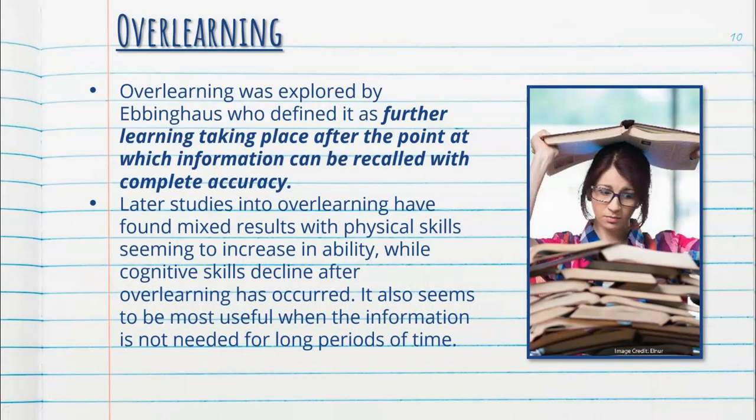Okay, looking at overlearning now. So overlearning was explored by Ebbinghaus, who defined it as further learning taking place after the point at which information can be recalled with complete accuracy. So later studies into overlearning have found mixed results. Physical skills seem to increase in ability, but cognitive skills decline after overlearning has occurred. This may be because of different theories that we've covered in a previous video. So it may be interference, it may be displacement, etc. It also seems to be most useful when the information is not needed for long periods of time.